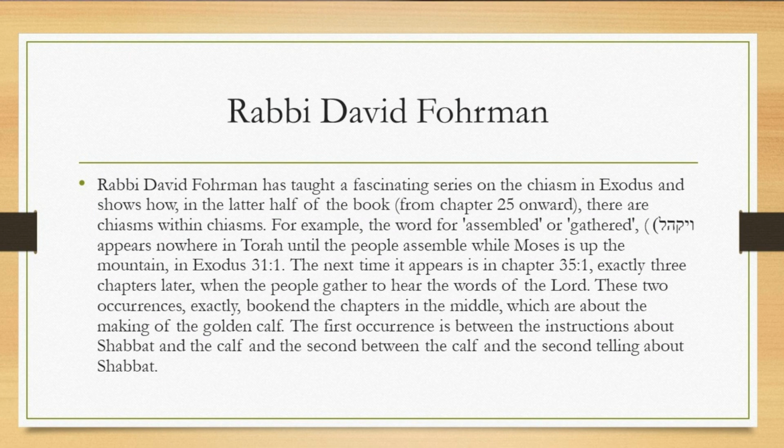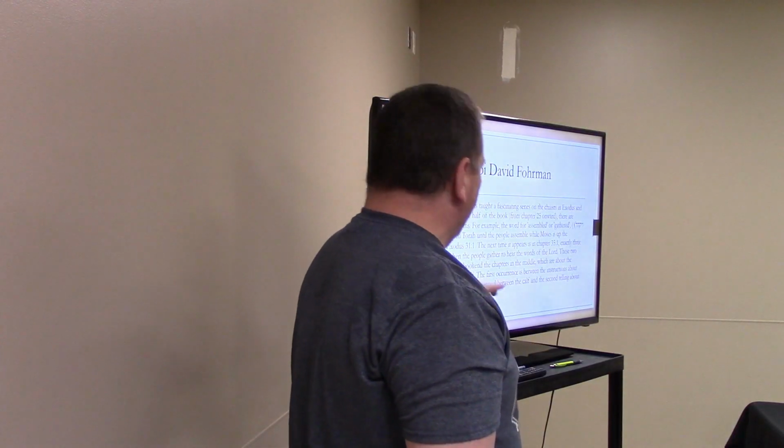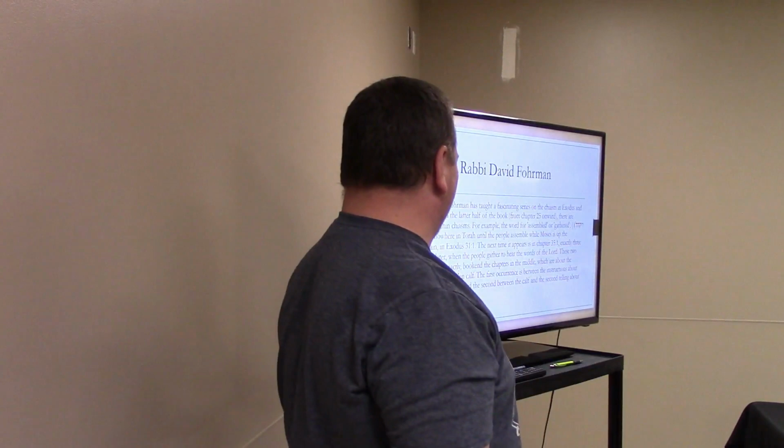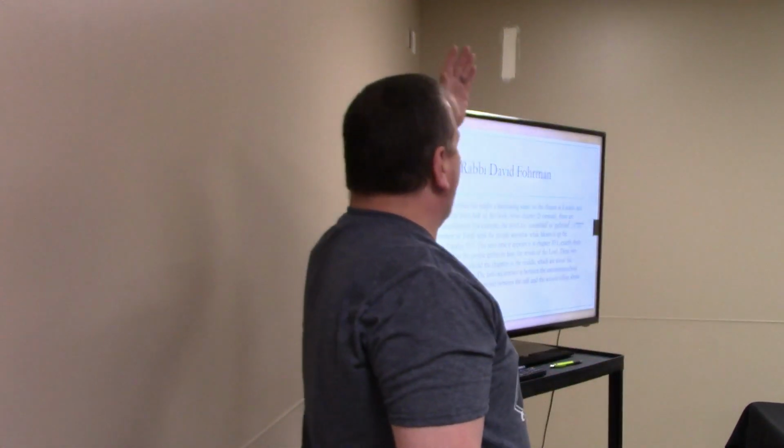The first occurrence is between the instructions about the Shabbat, or the Sabbath, and the calf. And the second is between the calf and the second talking about the Shabbat, or Sabbath. So in other words, the first time you see assembled or gathered, you see him making the calf, and then about the Sabbath. The second time you see the word, it's about the calf, and then you see how one mirrors the other, and then everything in the center. All right. He's going to explain it a whole lot better than I. And here is an example about the covenant.